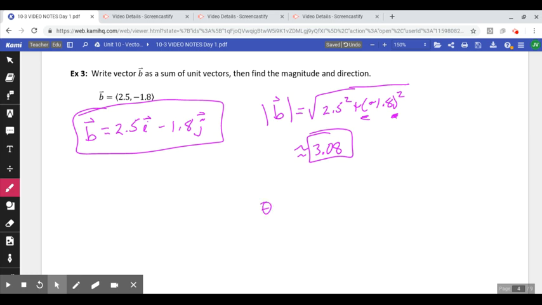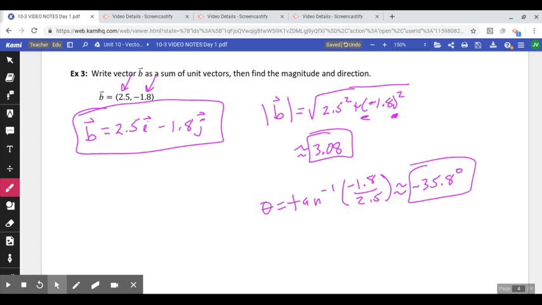To find the direction, we'll take the inverse tangent of y, which is negative 1.8, divided by 2.5. If we do that, the calculator is going to give us an answer in quadrant 4, and that's where this vector is. Notice here we're moving right and down, so we're in quadrant 4. So our calculator will give us the accurate angle here. So we've got about negative 35.8. And if you wanted to, you could add 360 to that to find the positive angle between 0 and 360, but negative 35.8 is fine for now.